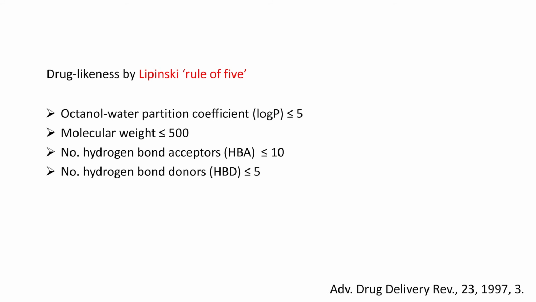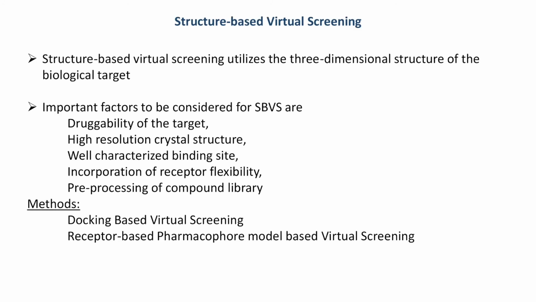The most commonly used filter in virtual screening is Lipinski's rule of 5. Lipinski's rule of 5 defines the druggability of a novel chemical compound. So the rules include logP value less than or equal to 5, molecular weight less than or equal to 500 Daltons, number of hydrogen bond acceptors less than or equal to 10, and number of hydrogen bond donors less than or equal to 5. If a compound follows the above-mentioned rules, the compound has drug-like properties.